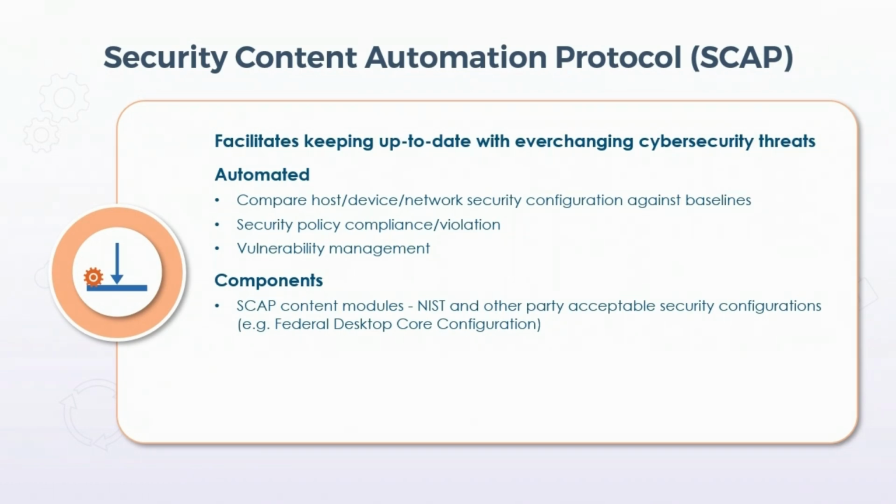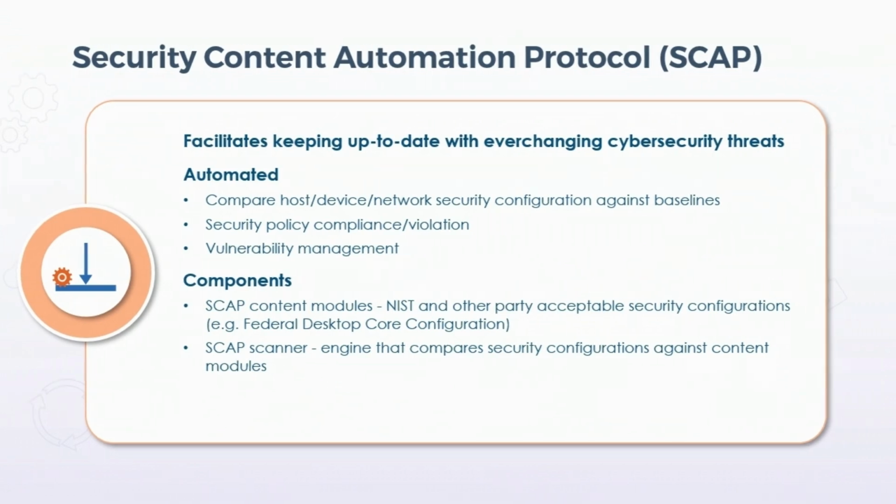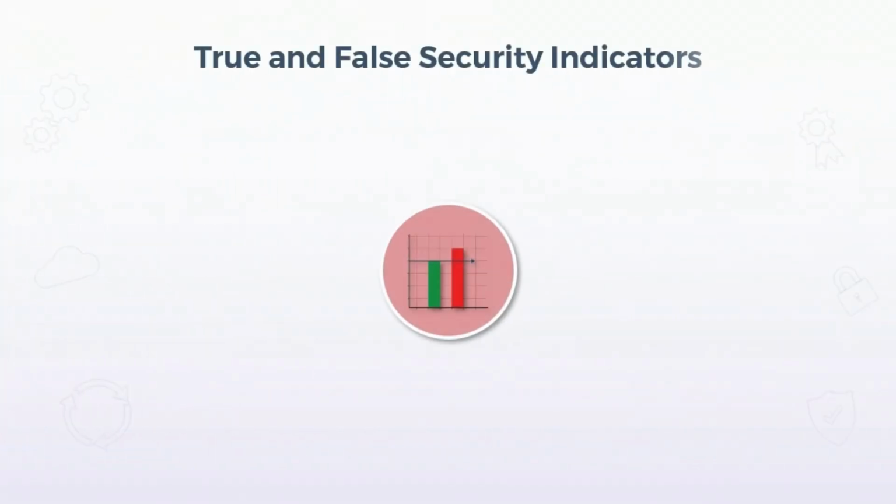Beyond these SCAP content modules, we also have a SCAP scanning engine. This is the actual workhorse that compares the security baselines against our configurations out on the network. We talked about reducing the noise, so let's talk about true and false security indicators. We want to make sure the only alerts we get really do imply that there is some kind of a security incident that is occurring or has occurred.